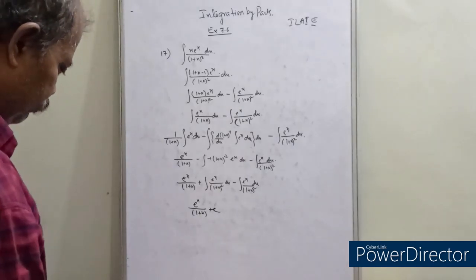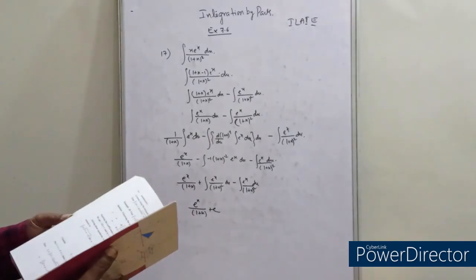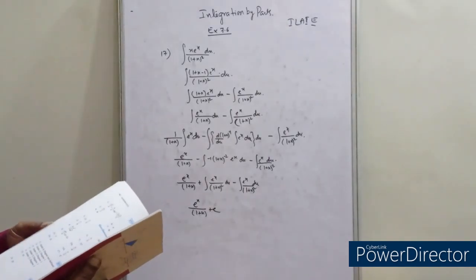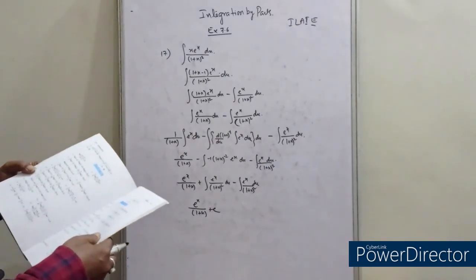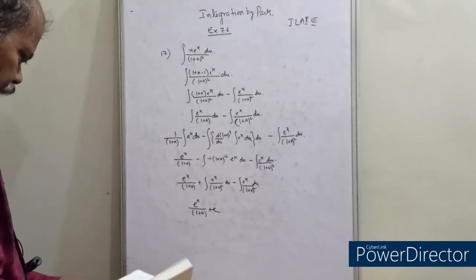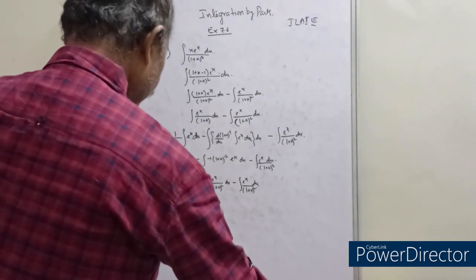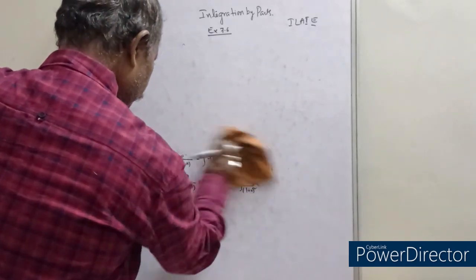So let me check it. Question number 17. Let me check the answer. 7.6, question number 17. This is your answer. Answer is correct. Now I am going to question number 18. So see here question number 18. How to solve question number 18.